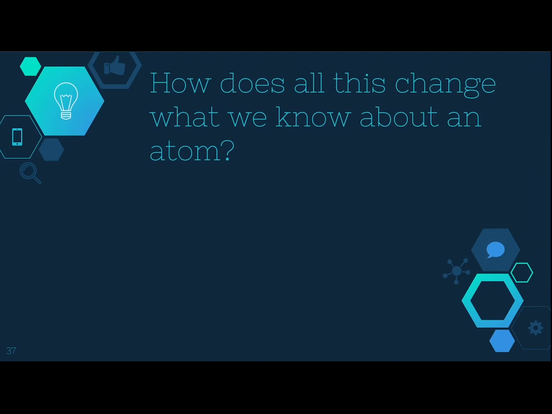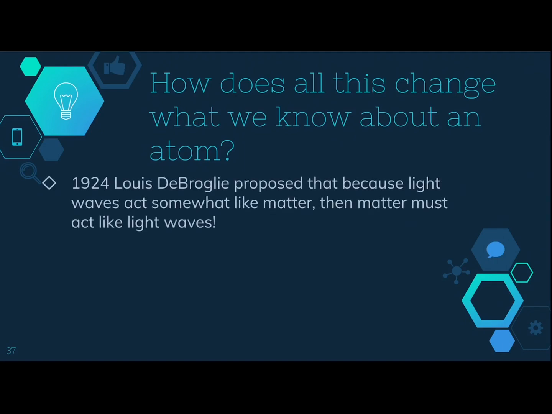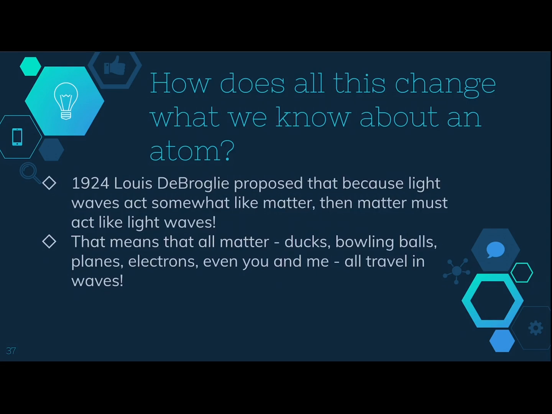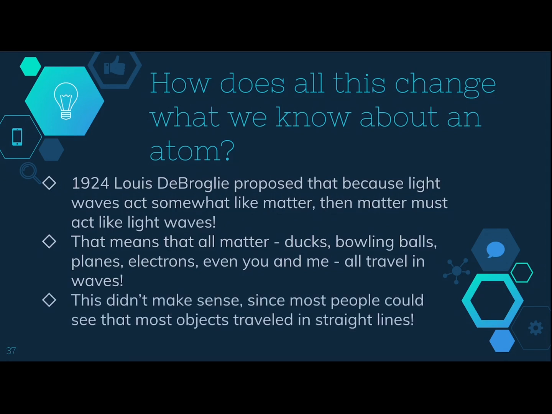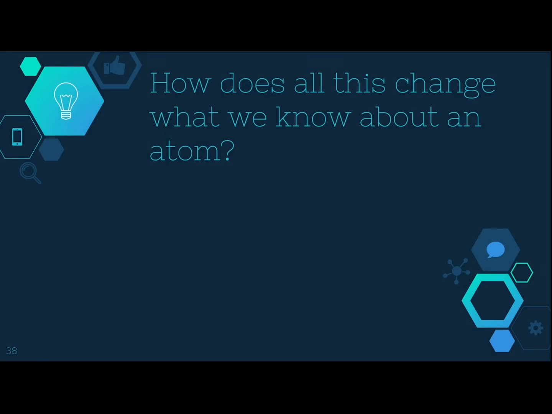Okay. How does all this change what we know about an atom? In 1924, Louis de Broglie, probably said that wrong, proposed that because light waves act somewhat like matter, then matter must act like light waves. This means that all matter, ducks, bowling balls, planes, electrons, even us, has to travel in waves. This didn't make sense since most people could see that objects traveled in straight lines.